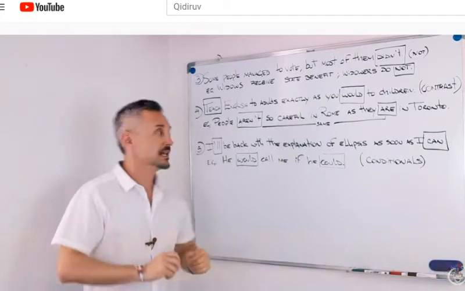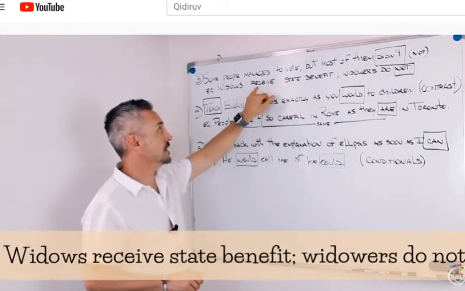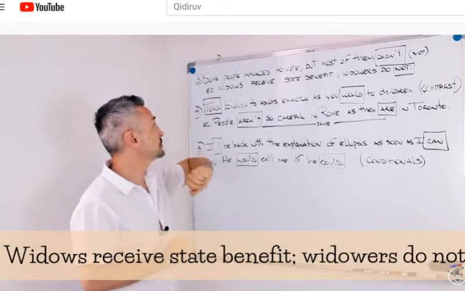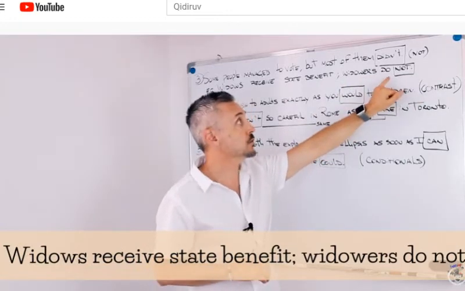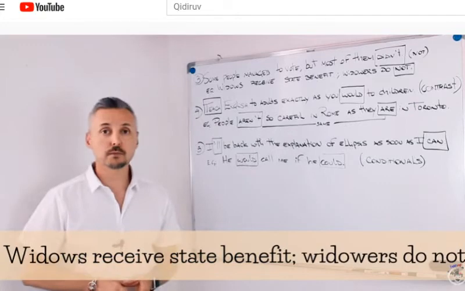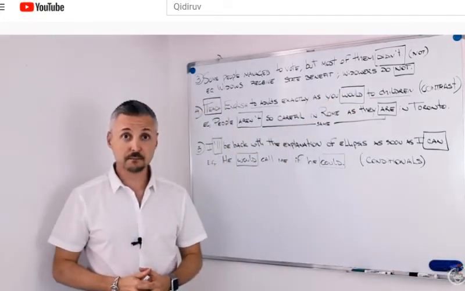Let's look at the other example. Widows receive state benefit. In this case we have the auxiliary to do, or does. Widowers do not. So we added not to the second group of a verb, in this case do. Let's look at the other example.